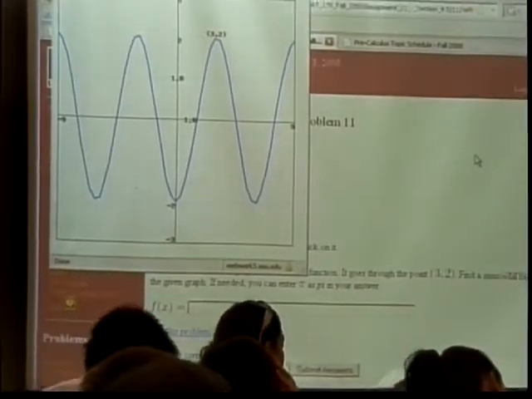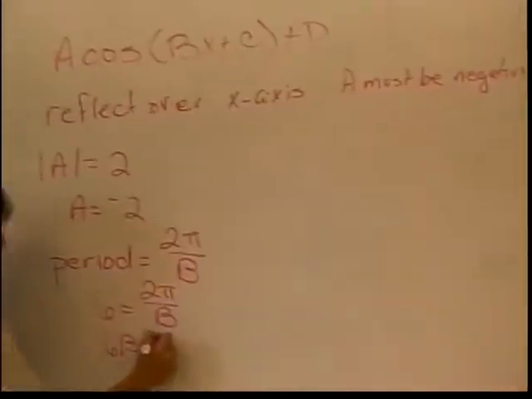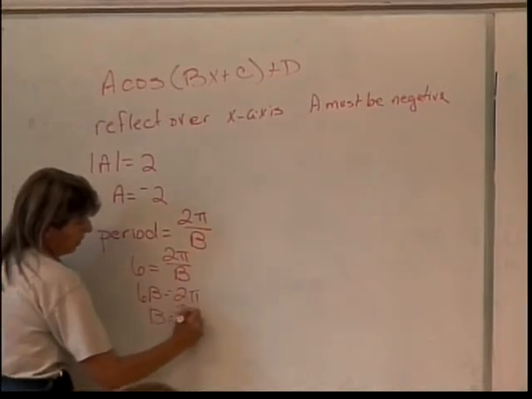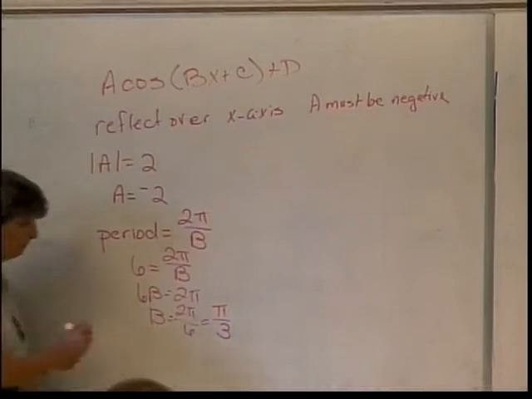So that means 6 is equal to 2 pi divided by b. So 6b is equal to 2 pi. So that means b is equal to 2 pi over 6, or you can simplify that to be pi over 3.